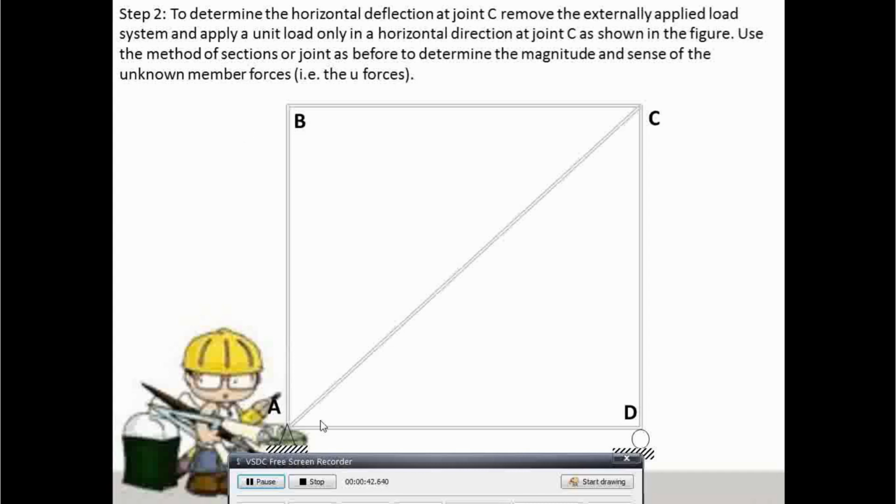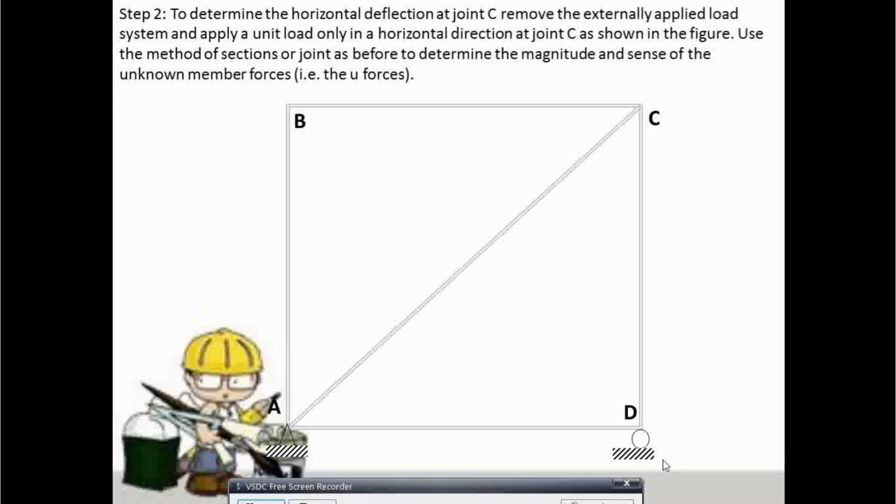So, ang matitira lang, yung support, at saka yung mismong truss. Napansin nyo, wala na yung 40 kilonewtons, wala yung 10 kilonewtons, at saka yung isa pang 10 kilonewtons. So, sa step 2, alisin natin lahat ng mga external loads and we apply a unit load. Anong ibig sabihin ng apply ng unit load?